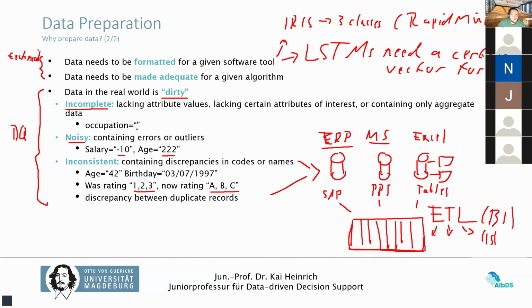So this means that we get this thing, and then once we have it all in one source, we can look at incomplete, noisy, and so on. So this is more about dealing with inconsistencies and having everything in one table. That doesn't mean ETL solves every data problem.